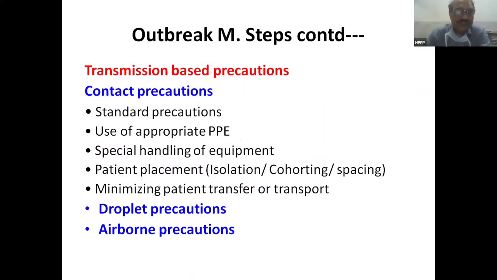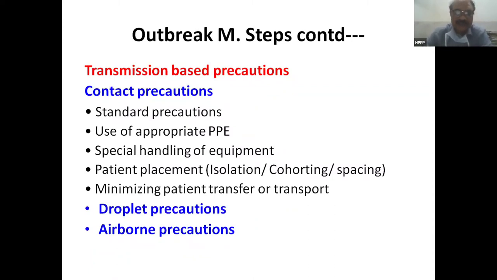Transmission based precautions. Contact precaution is one of the very important components. One must follow standard precautions, use of appropriate personal protective equipment, special handling of equipment, patient placement already discussed, minimizing patient transfer or transports, and droplet precautions. Droplets are more than 5 micron in size and are usually produced with coughing, sneezing, talking, nebulizations, and intubations. So these are the various droplet producing activities.